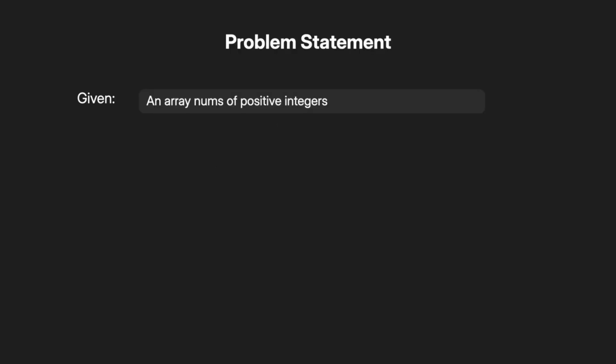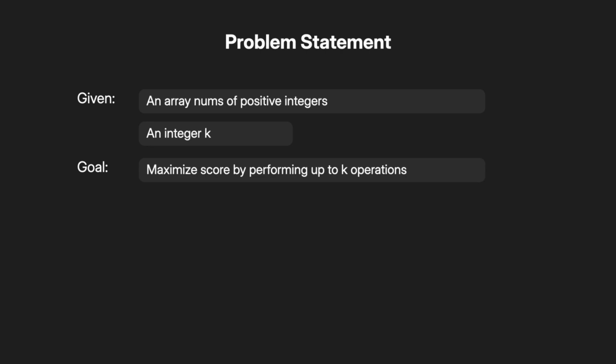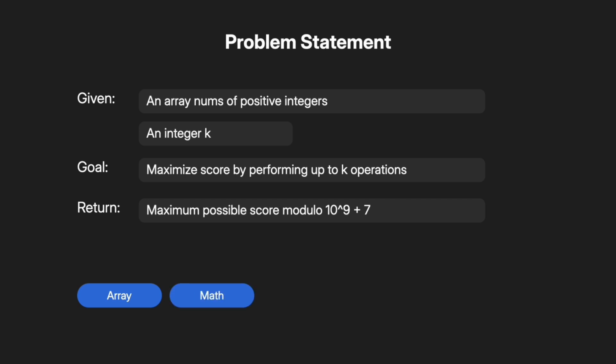We're given an array of positive integers called nums and an integer k. Our goal is to maximize a score by performing up to k operations. We need to return the maximum possible score modulo 10 to the power of 9 plus 7. This problem involves concepts from array manipulation, mathematics, and greedy algorithms.